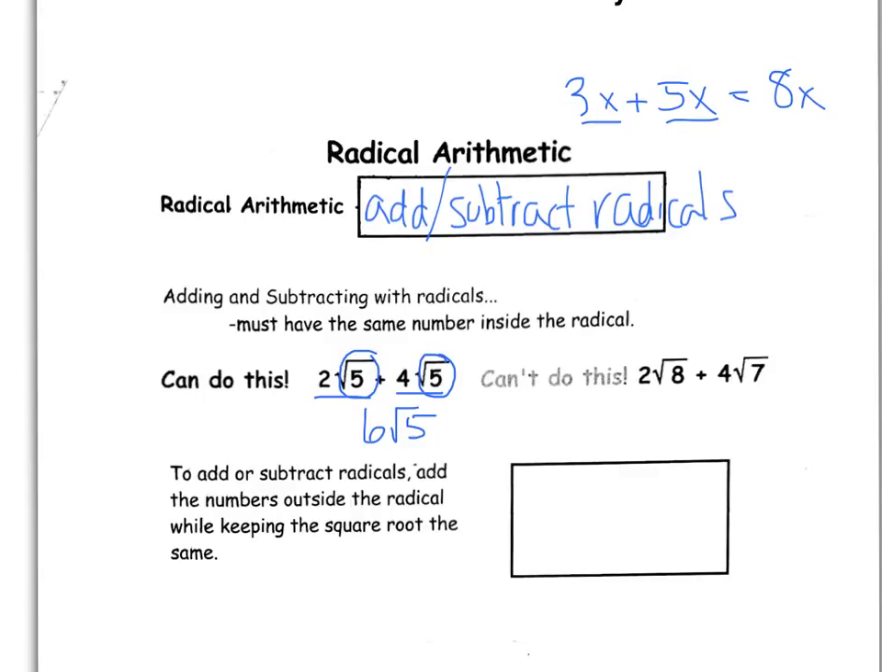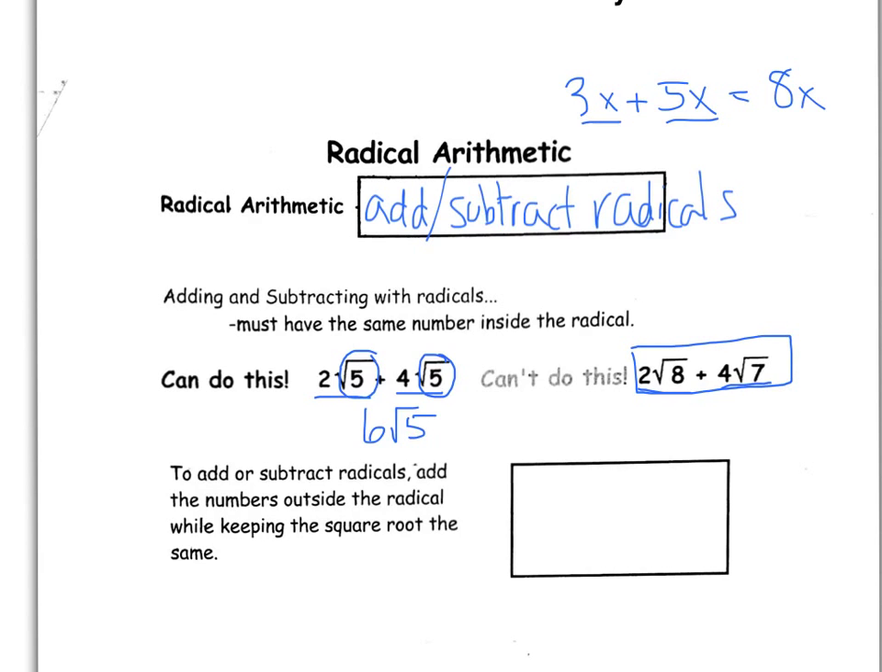Okay? You can combine them because they are like terms. They have the same radical. They have to have the same radical in order to combine them. So if you look at this one, 2 radical 8 and 4 radical 7 have completely separate radicals. And if this happens, you can't combine them. And this, therefore, is simplified.